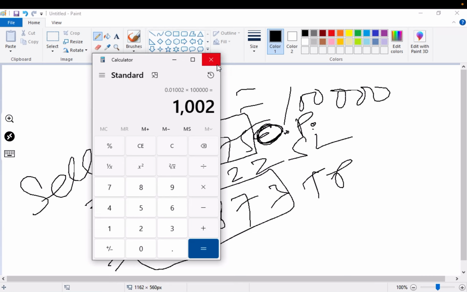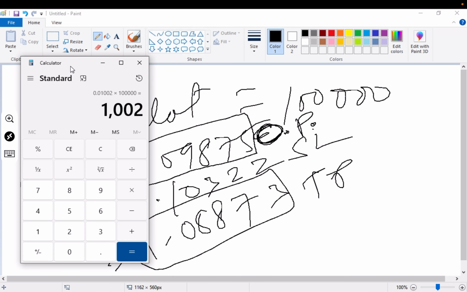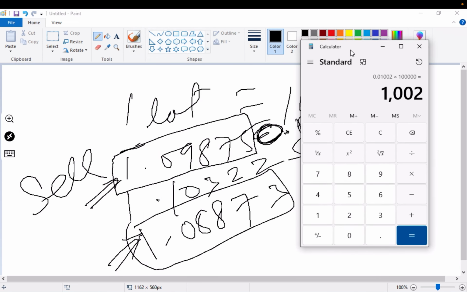All right, now let's understand the calculation method. So the difference from any one price to another price is calculated in terms of pips here.